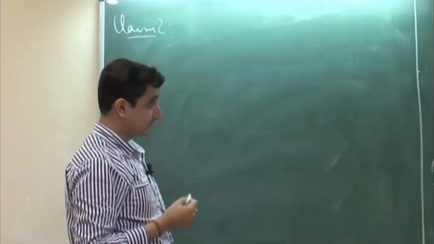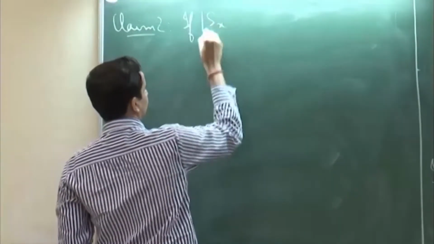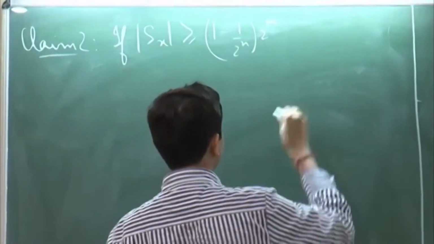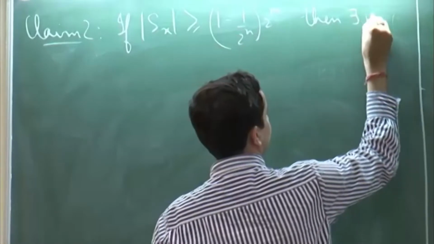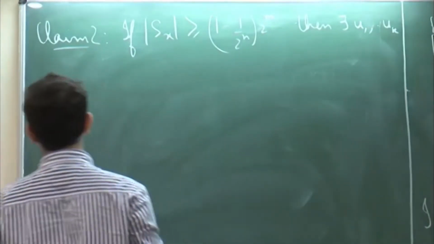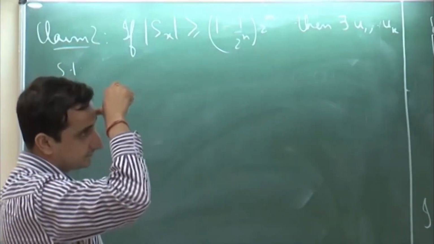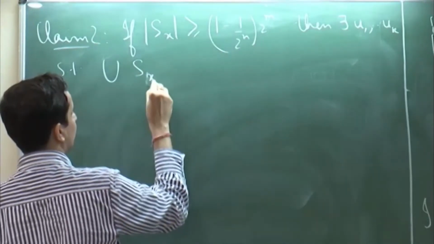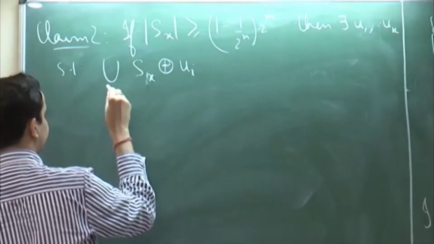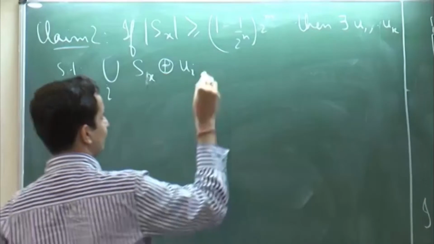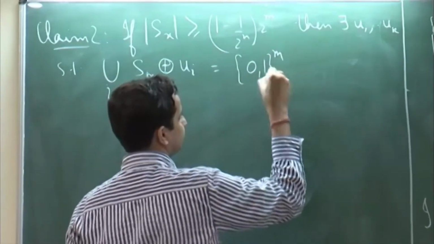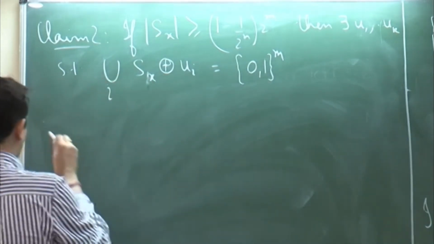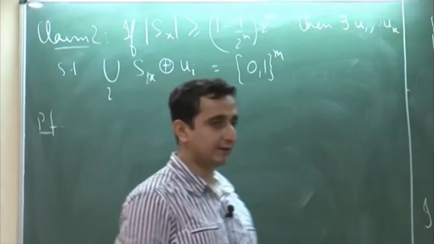So the second claim is what I just said: if S of x is bigger than 1 minus 1 over 2 to the power n times 2 to the power m, then there exist vectors u1 through uk such that the union of S of x with ui is equal to {0,1}^m. This is slightly more complicated than the other one, but these two claims together will show the actual result.